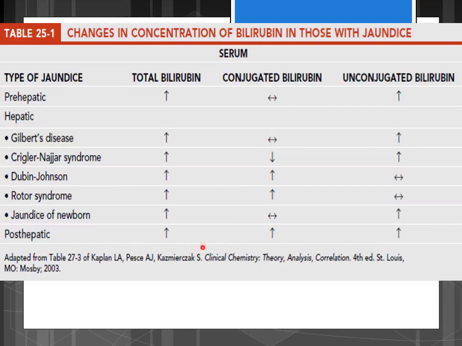So, we go to the next one. We have the liver function and alteration during a disease. During a disease, tignan nyo dito, hindi siya consistent. In the prehepatic, mataas ang unconjugated or the indirect. Sa hepatic, hindi rin mataas lahat, ha? Not all hepatic causes would lead to increased level of indirect and direct.